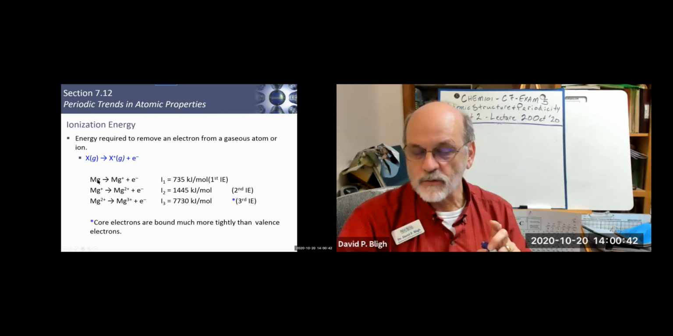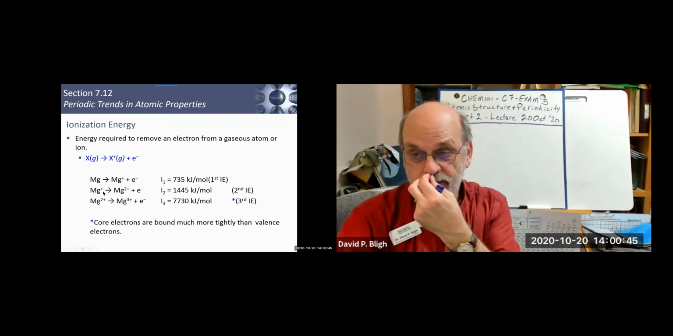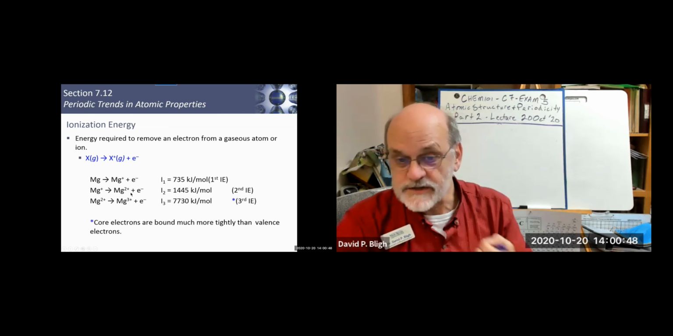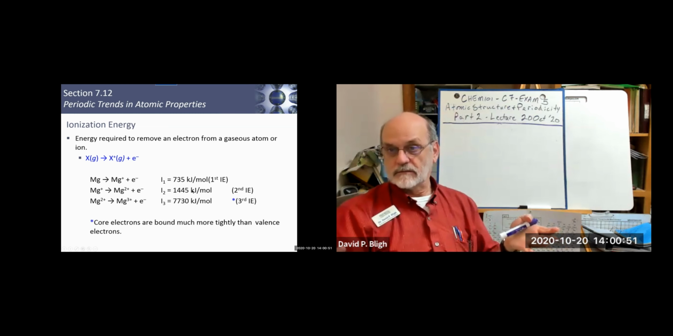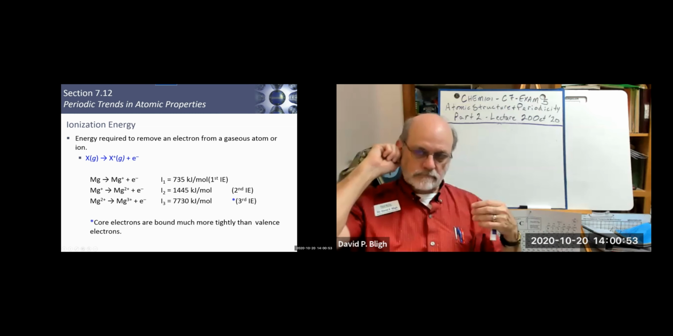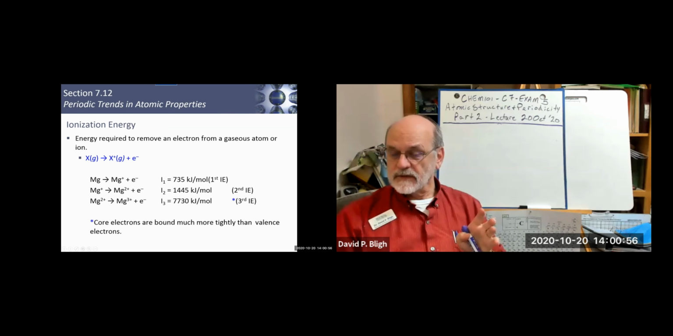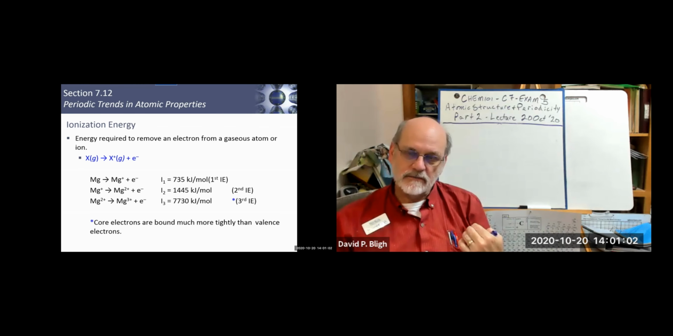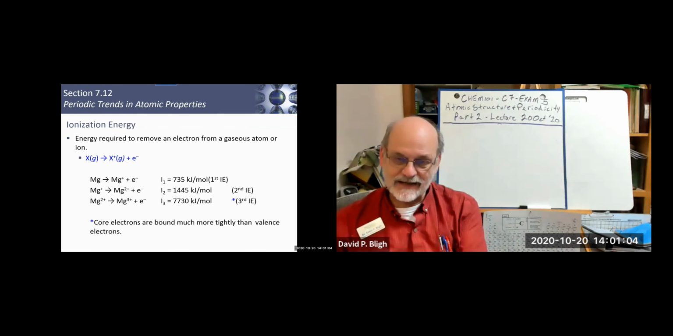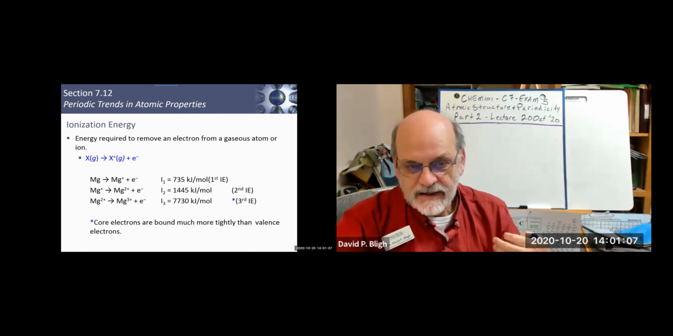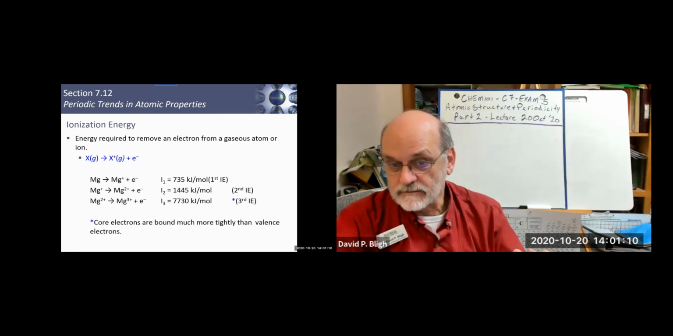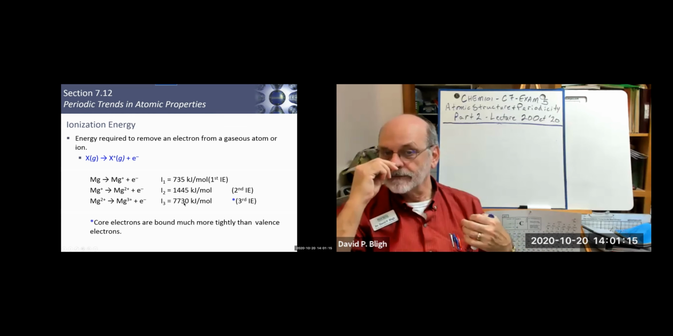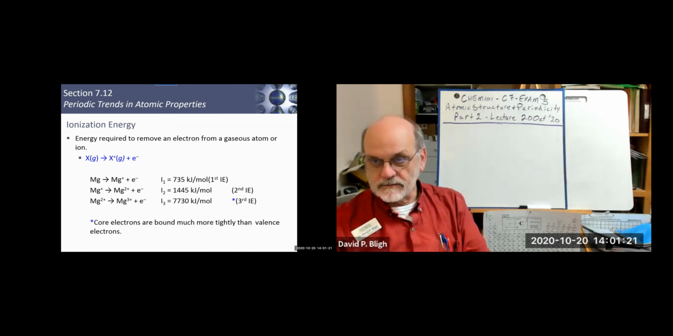Second ionization energy then will be the second electron removal from an ion. Notice it takes a little more energy. Makes sense, right? Because you've already removed 1 electron. Now you have an excess of 1 plus charge hanging on to the rest of the electrons. So it takes more energy to remove that second electron. Then here we're removing a 3rd electron. And notice the energy jumps way up. Now, why is that? This goes back to the concept of the valence electrons.